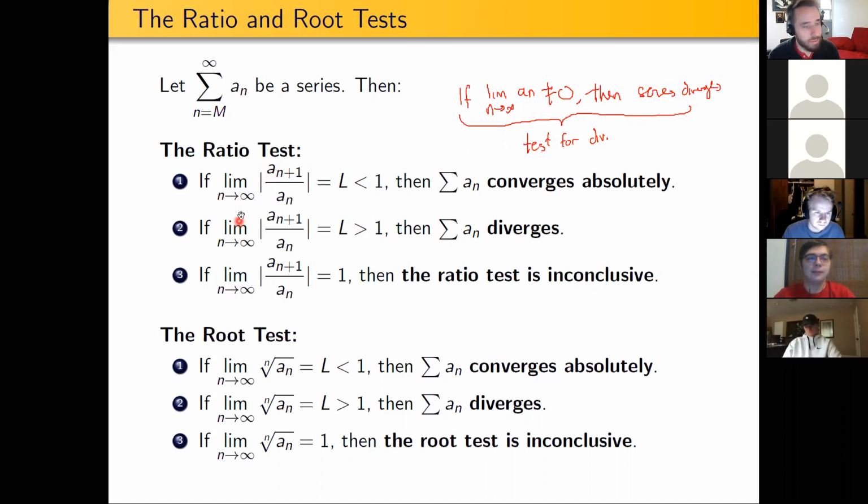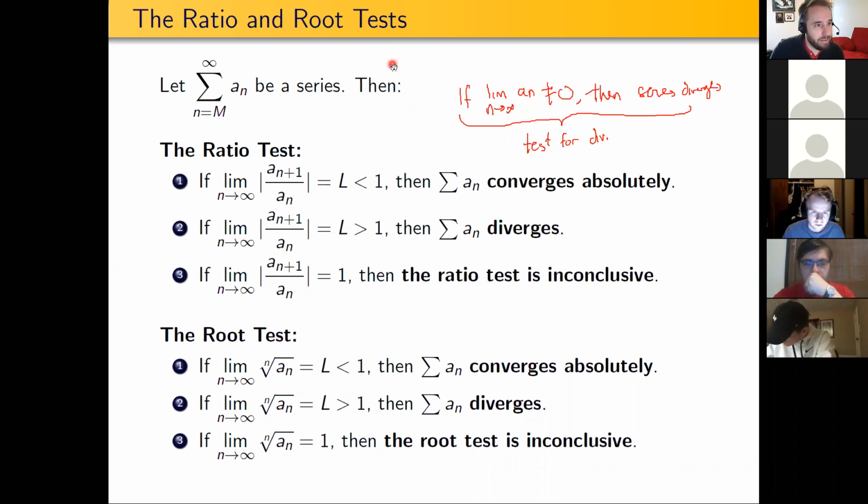Now the root test is very similar, right? We still have to take a limit. We still have to see if that limit is less than 1, bigger than 1, or equal to 1. The main difference is in what we're taking the limit of. Instead of taking a ratio of terms, as in the ratio test, we are taking a root of terms, specifically the nth root of a sub n.